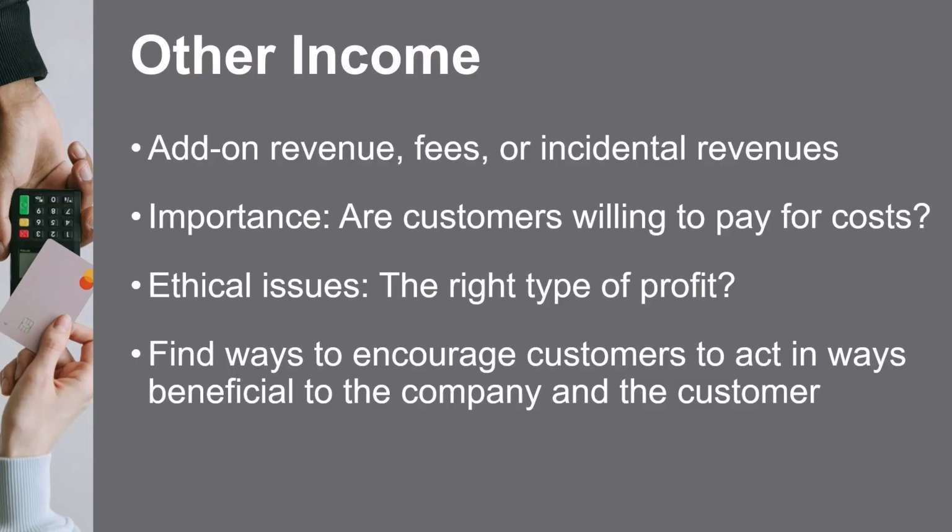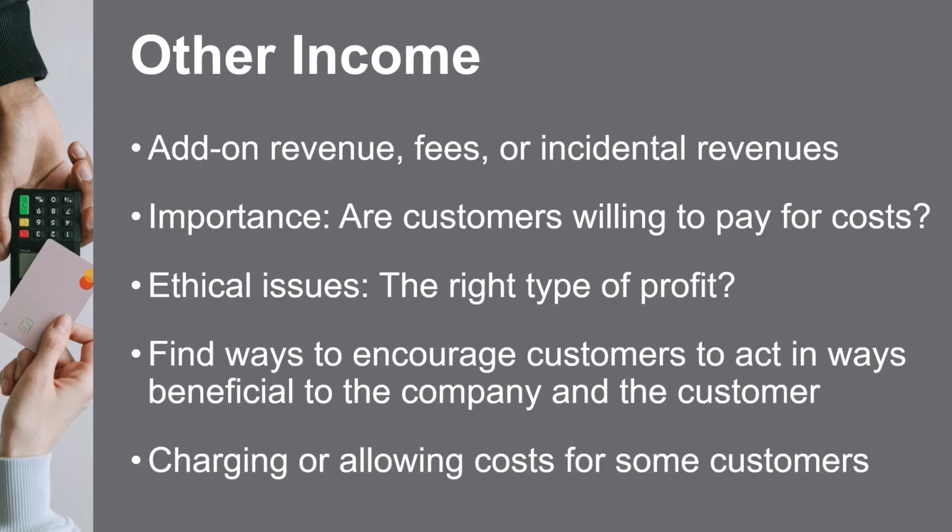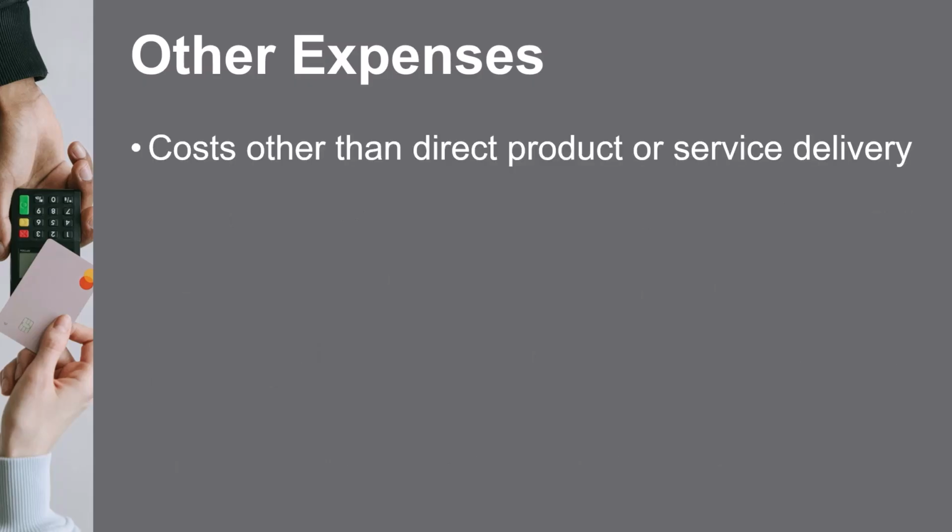For example, frequent orders may cause costs for both the customer and the company. The company could educate the customer about these costs and find ways for more efficient order practices. Custom or rush orders may drive up costs. The company could pass along these costs as other income or might allow them only for customers with the highest profitability to absorb them. Other expenses is where costs other than direct product or service delivery are captured.